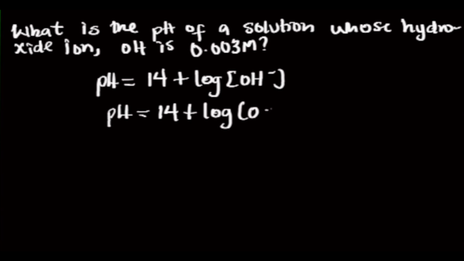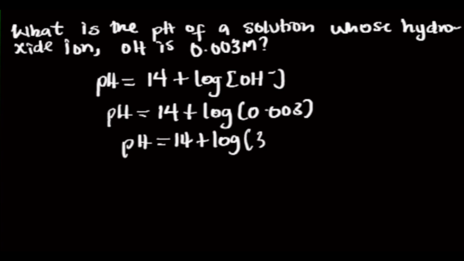This is going to give us 0.003. Then you can just simply press calculator. You're going to have pH equal to 14 plus log. Let's see what is going to give us 0.003. Let me just put it as 3 multiplied by 10 raised to the power minus 3. Let's see what we are going to have in this case.